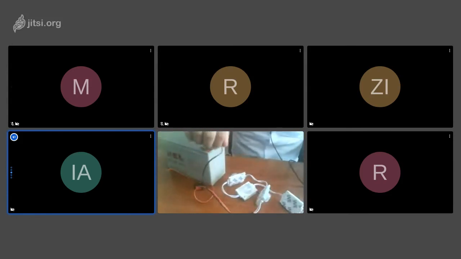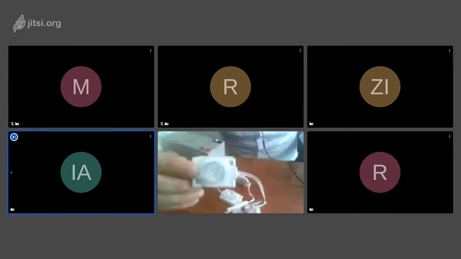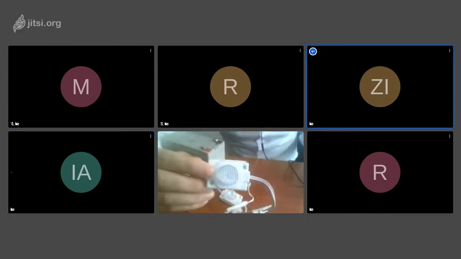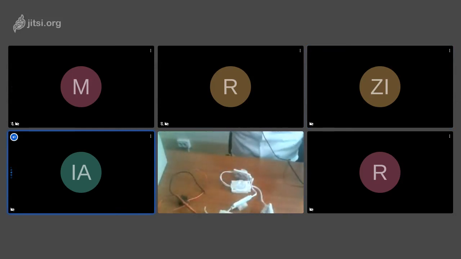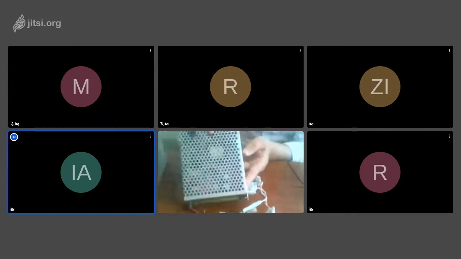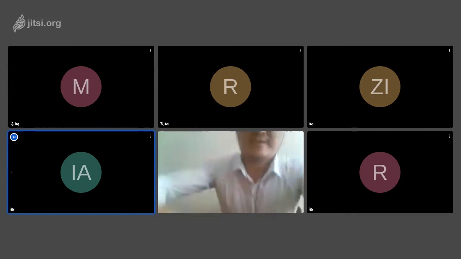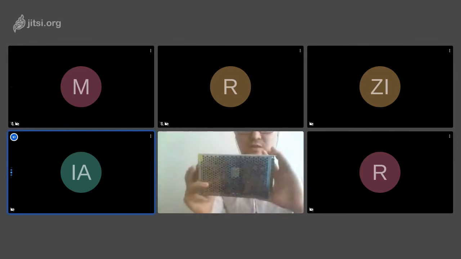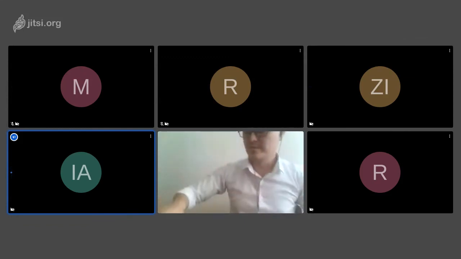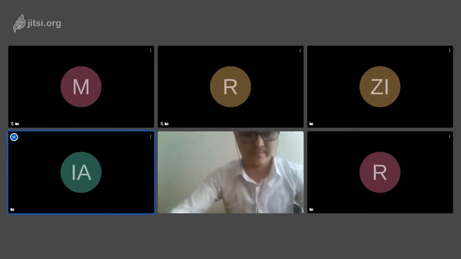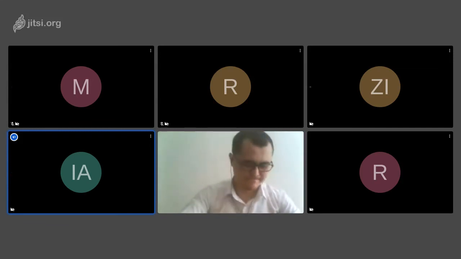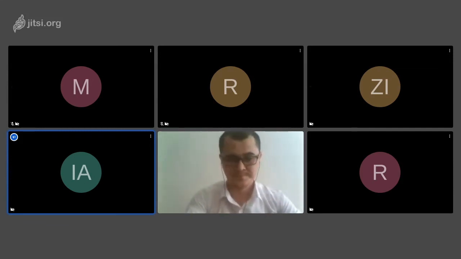You can try by yourself. This is a 12 volt LED, and this is a 12 volt battery also. If you don't have this battery, you can use this type of battery. You can connect to 220 volt and it will produce 12 volt for you. It's simple, right? You can do it by yourself. Any questions? No. That's it for today.